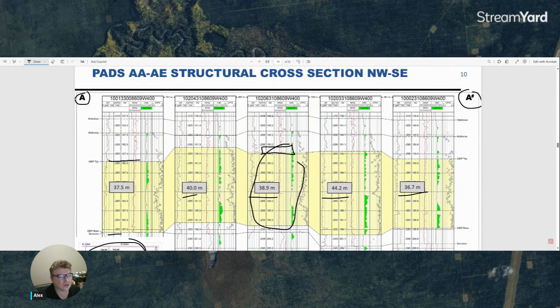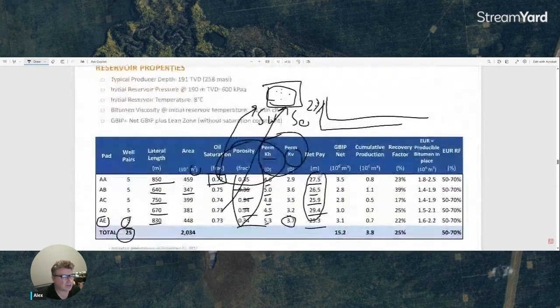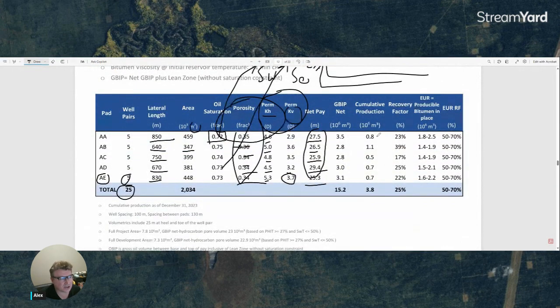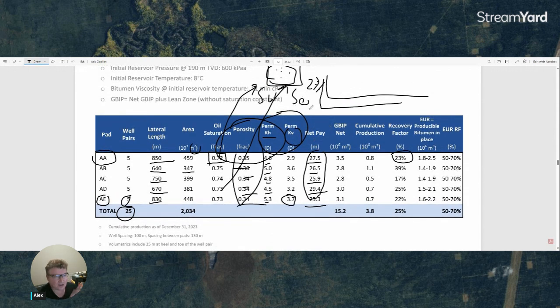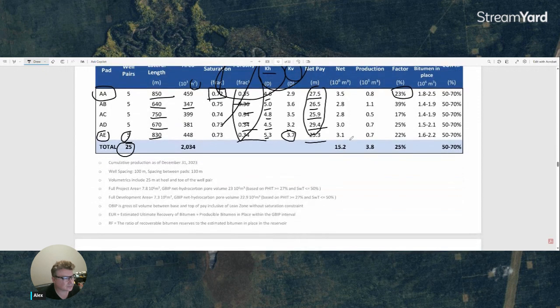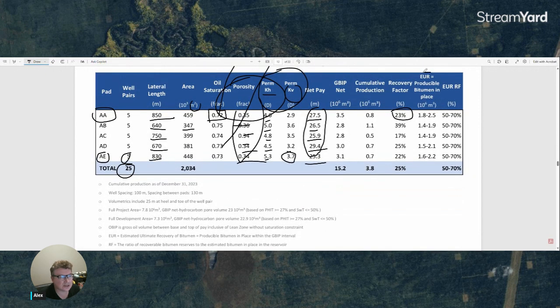So what's going on in those cores? What does it look like? We have a better understanding. Cumulative production will be as of a certain date. So cumulative production, and recovery factor of that production. In this case for PED AA, for this time frame, it's 23%. So how much of the oil saturation within the porous media for that pad was the recovery factor of oil? And what you see here, you can also see EUR equals producible bitumen in place.